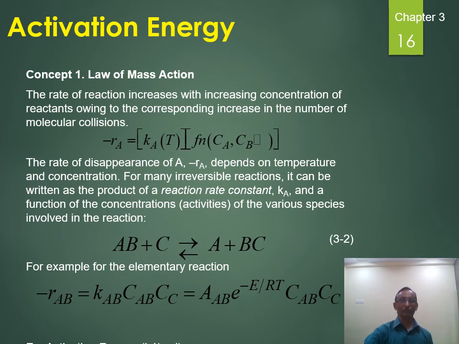This is important. The rate of reaction increases with increasing concentration of reactants, owing to the corresponding increase in the number of molecular collisions. Molecular collision is going to happen because you heat the reactant, which is temperature dependent, as just mentioned. So definitely there are collisions of the molecules. So depending upon the molecular collision, the rate minus rA depends on temperature, that is the rate constant k, and a function of the concentrations.